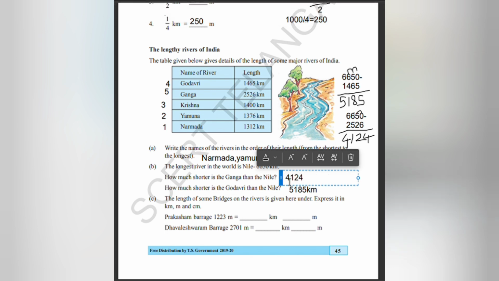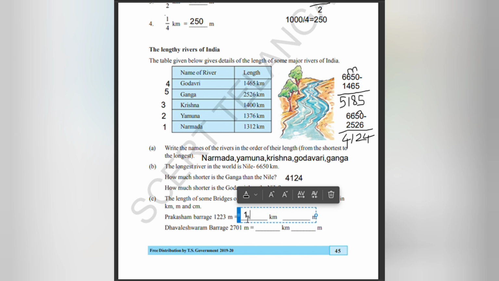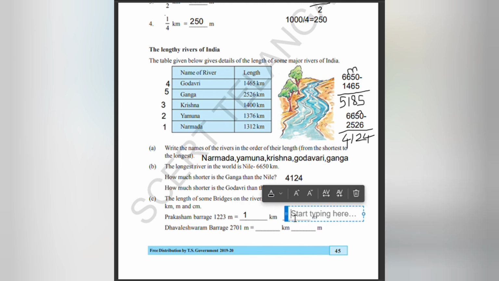Length of some bridges on the rivers is given here under. Express them in kilometer, meter and centimeter. Prakasham barrage 1223 meters. So that is equal to 1.223 kilometers. Okay. We have to write this as separate also: 1 kilometer, 223 meters. How is that?